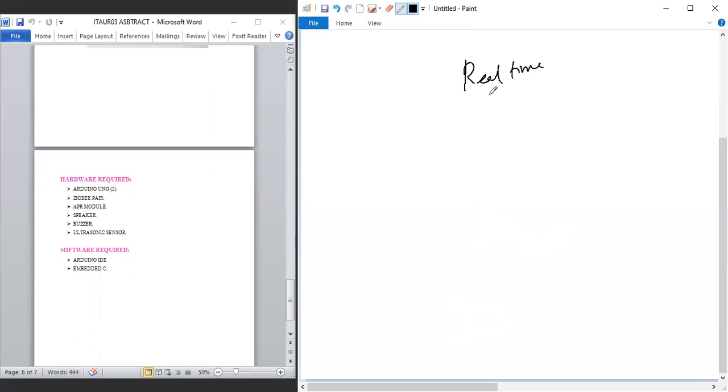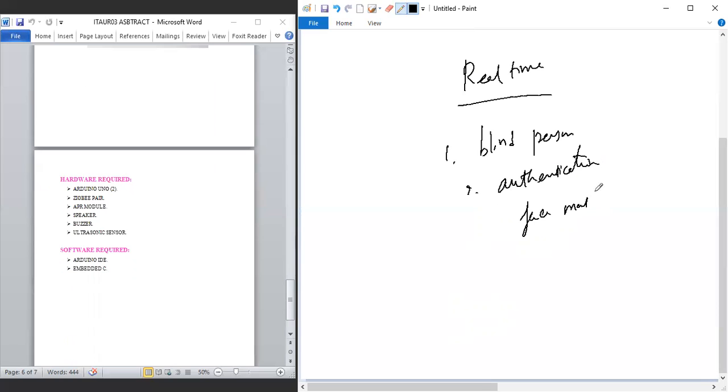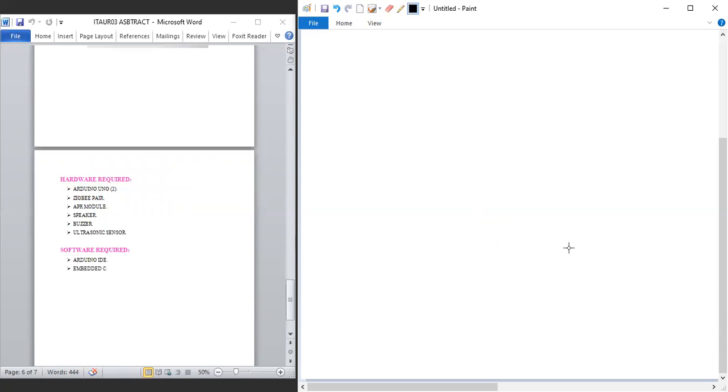These concepts can be helpful for blind people. The second one is authentication, like face matching, etc. This is a real-time example.